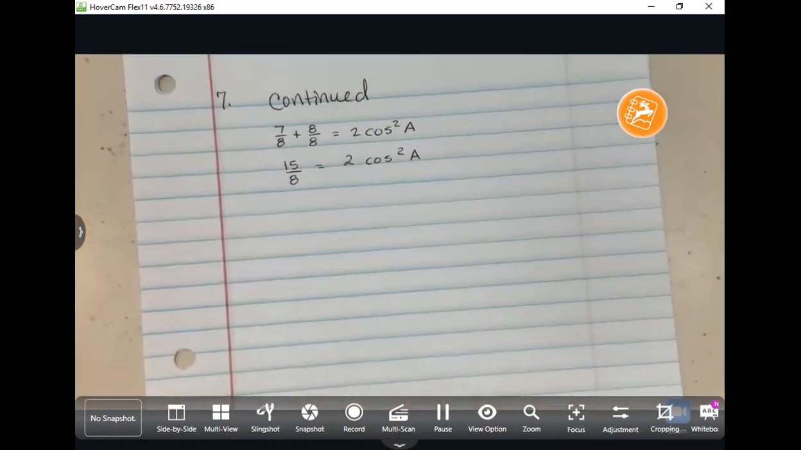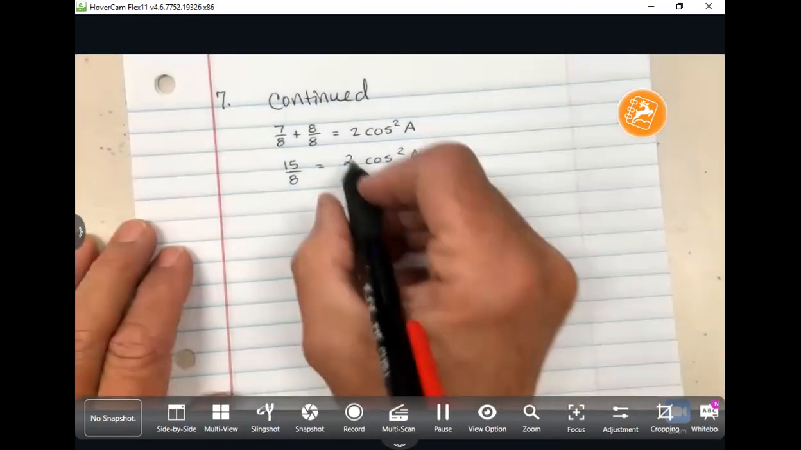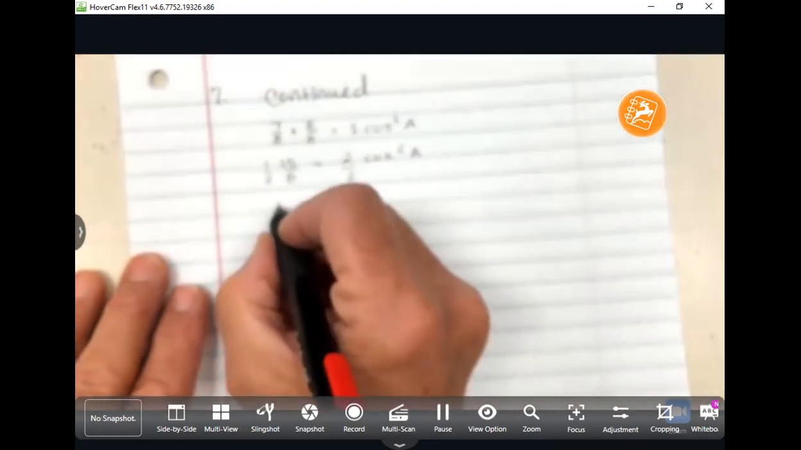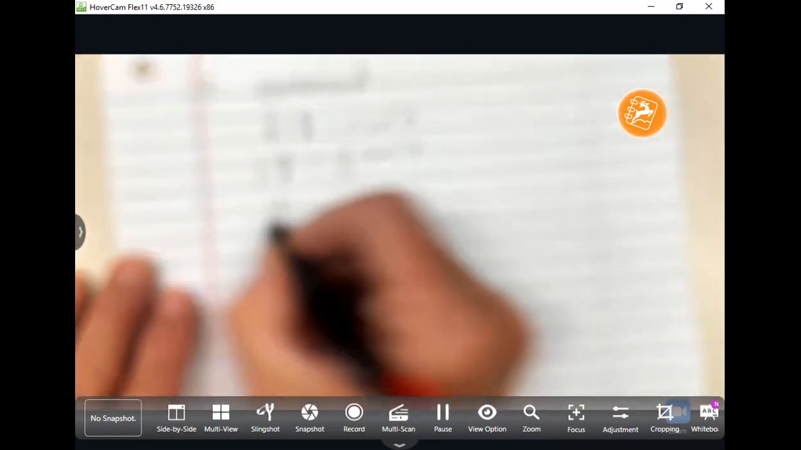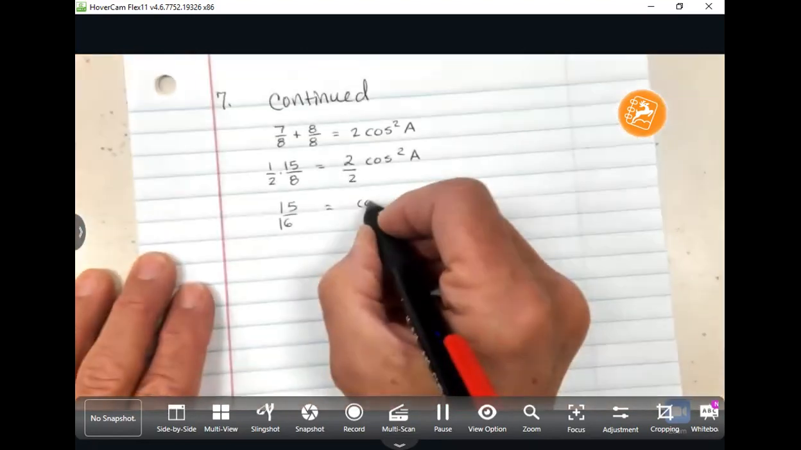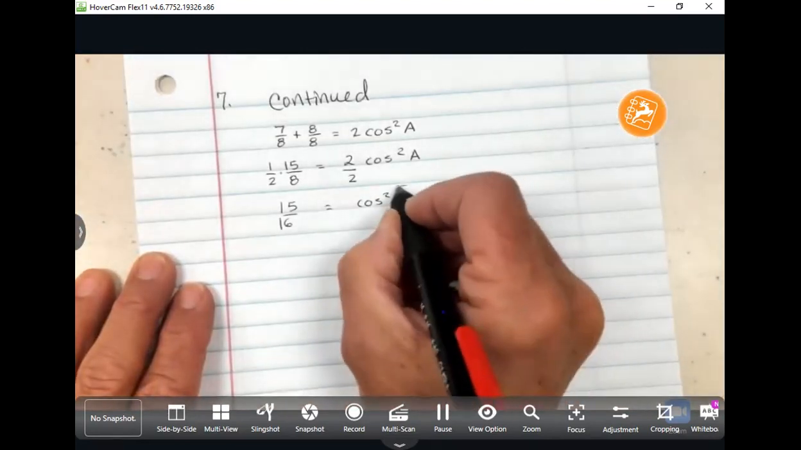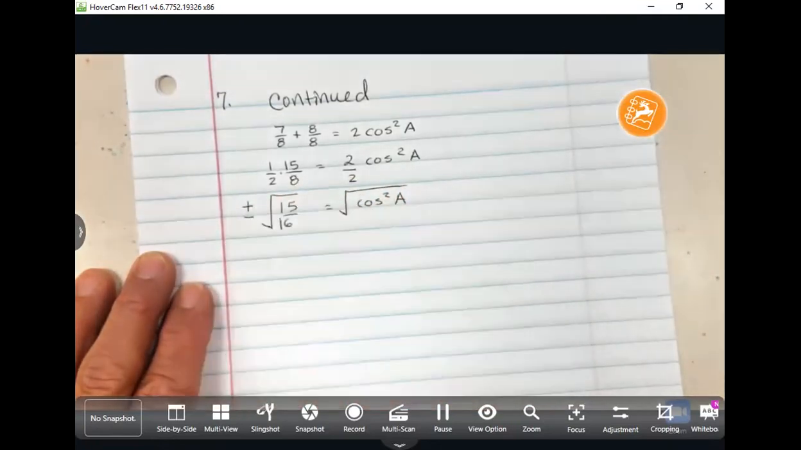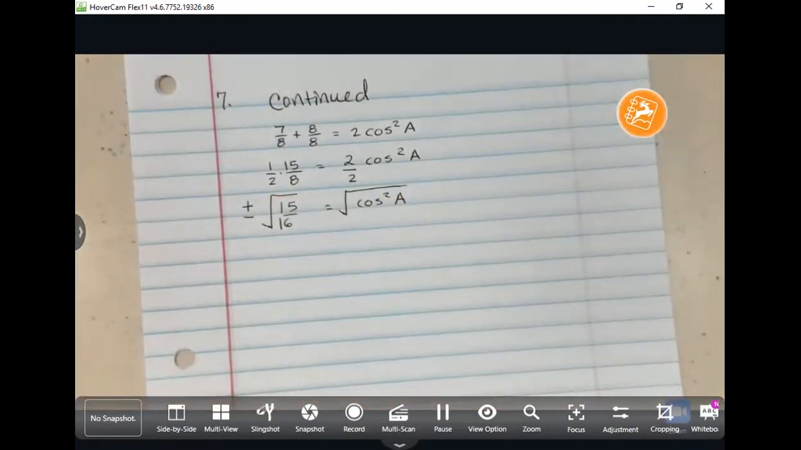I'm solving for the cosine, so let's divide by 2. Dividing by 2 is the same as multiplying by a half. So on the left-hand side, I have 15/16 is equal to the cosine squared of A. So the next step is to take square roots, but I don't know whether to take the positive square root or the negative square root.